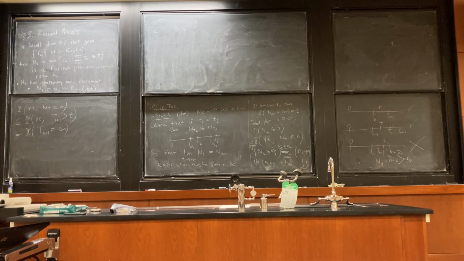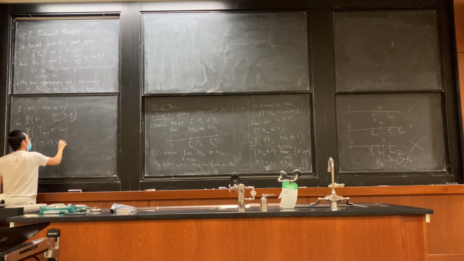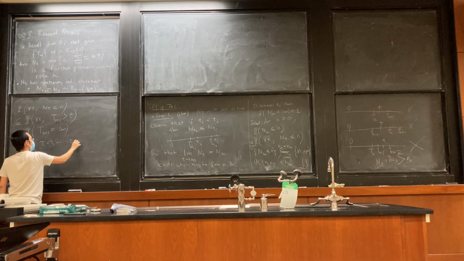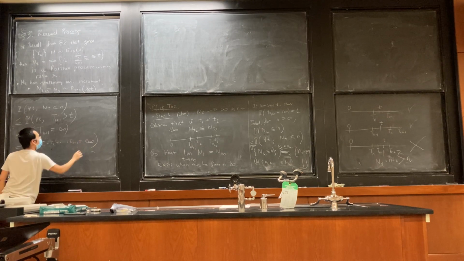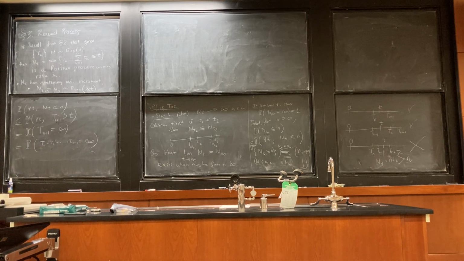However, when you look back, what is T_{n+1}? According to my definition, this is the same as saying tau_1 plus tau_2 plus ... plus tau_{n+1} being infinite. Is that possible? Is that a possible event with positive chance? It can't be.